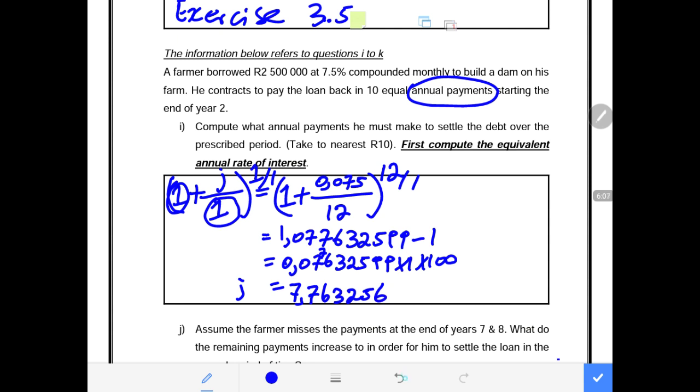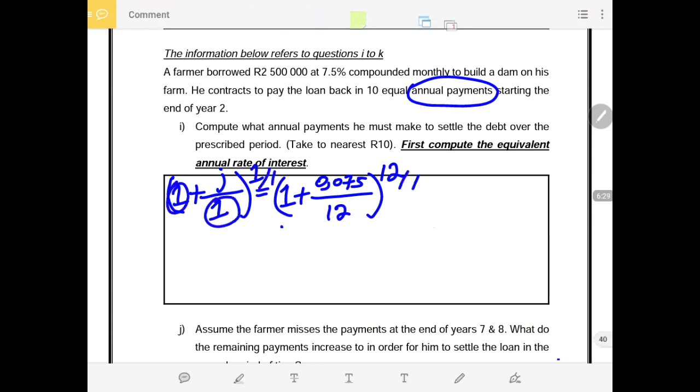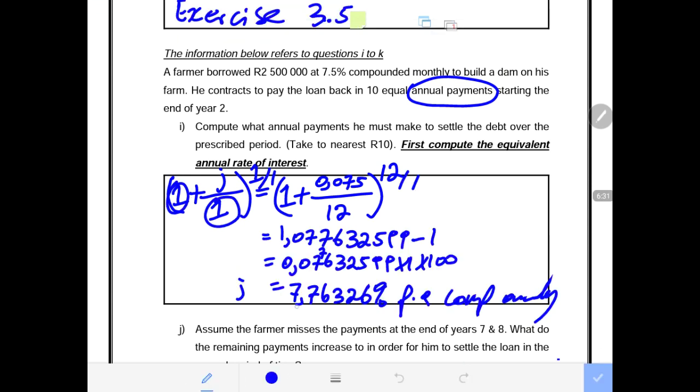7.763256... I just want to take it to 5 decimal places. So 1, 2, 3, 4, 5. So let us take it only to 5 decimal places. Percentage per annum, compounded annually. So this will be the annual equivalent rate, 7.76326. So this is the annual rate that we need to calculate.